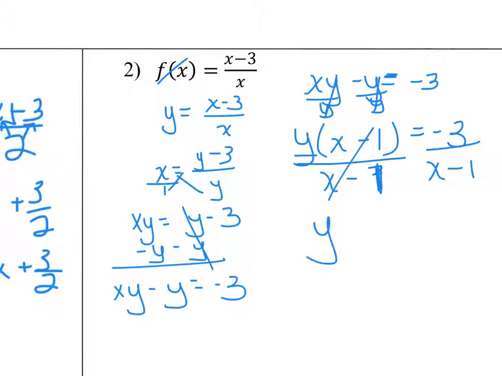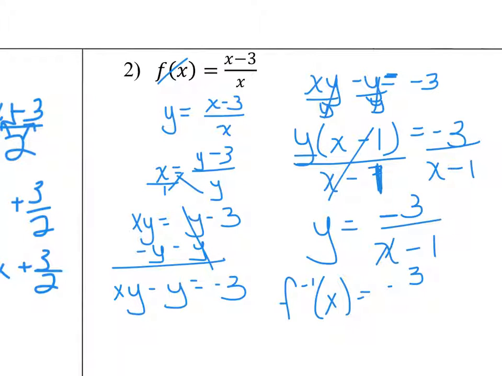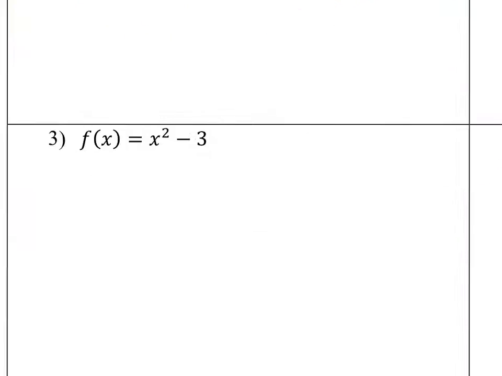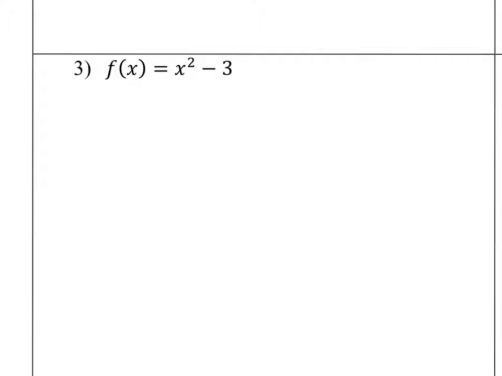This one is a little tricky, and I'm not pretending that it isn't, but I have full confidence that each one of you can practice it and get it down. So the inverse of this one is f inverse of x is equal to -3 over (x minus 1). Okay? So next one. Let's do these quick.